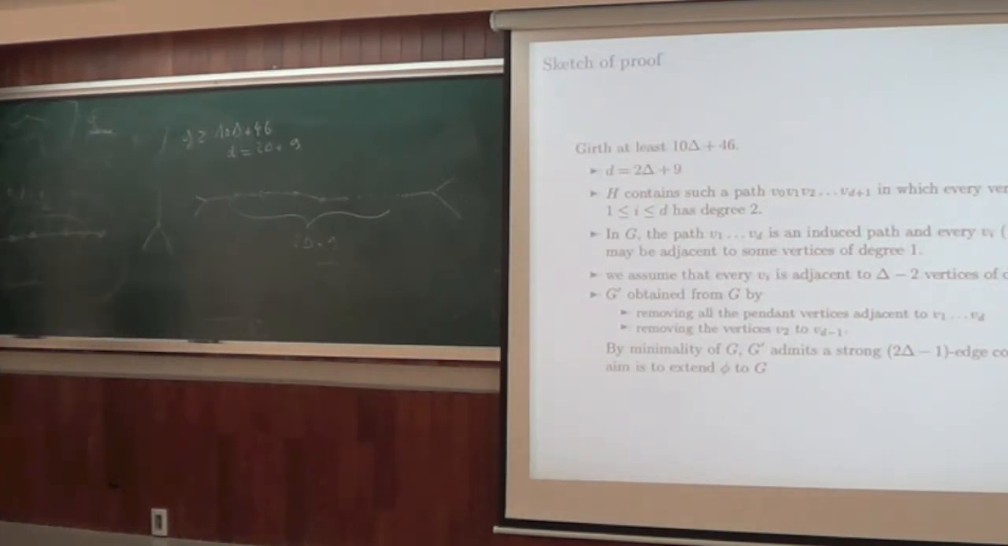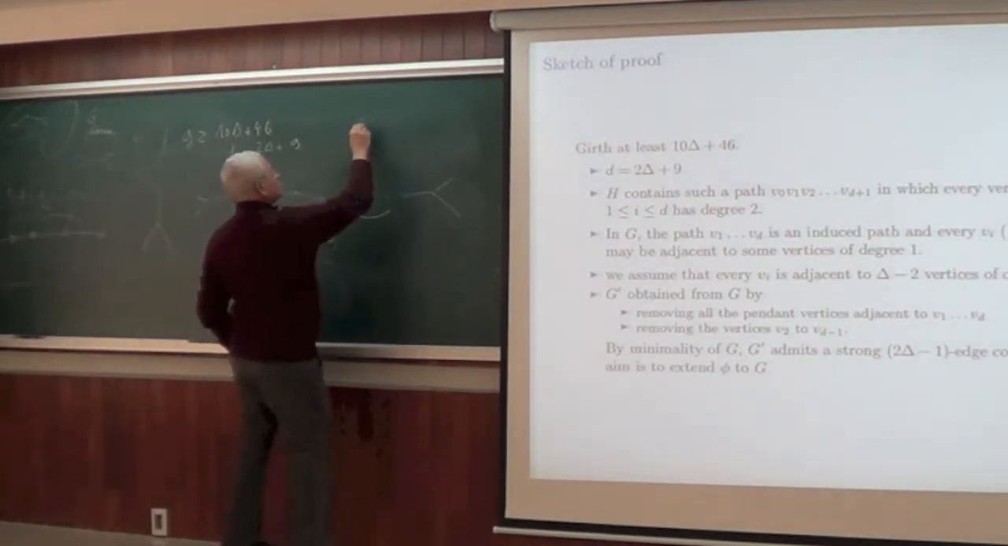So I do it by induction. I say, okay, I want to color my graph with 2 delta minus 1 colors, the edges, to have a strong edge coloring. What I do? Okay, minimum counterexample, I know that there is such a path. I remove the path. Okay, I remove the path. Then the graph has this 2 delta minus 1 strong edge coloring.